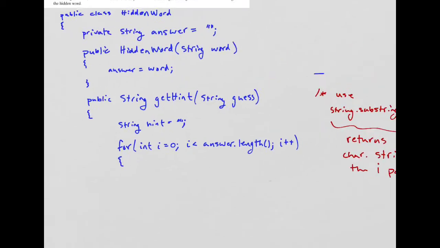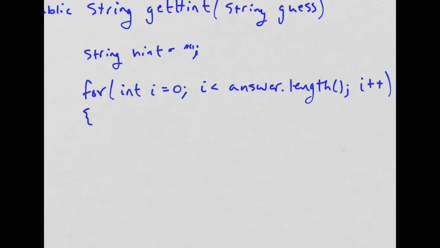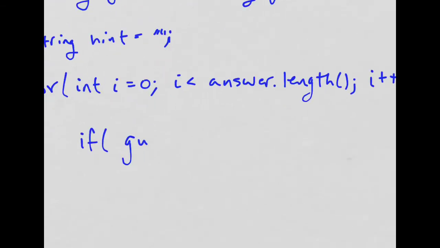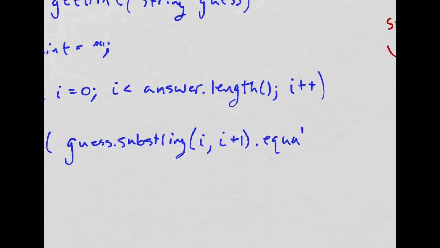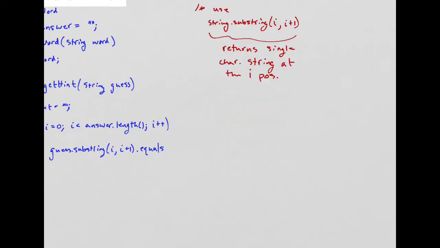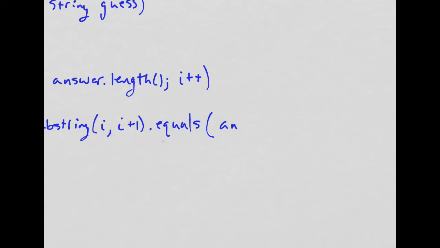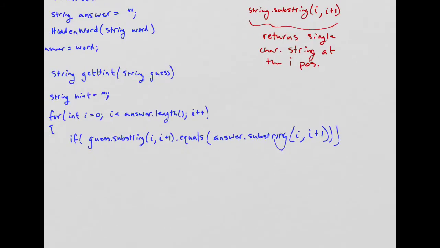And then the first thing I want to do, since I'm running through each letter, is check each letter. So the first thing is if they're equal, then I'm going to build my hint. I'll say if guess.substring, and then i plus 1, .equals. Remember, for comparing strings, you always use .equals. So .equals, and then I want to compare the single letter for the answer. answer.substring, same thing, single letter, i to i plus 1. Close that, close that, close that. I think that closed enough.